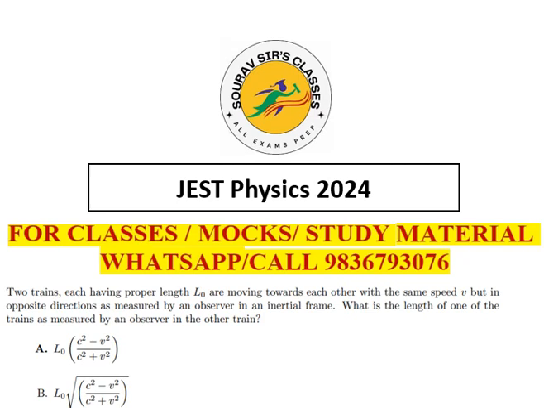Let us solve one problem from the JEST Physics 2024 question paper. The problem states that two trains, each having proper length L0, are moving towards each other with the same speed v, but in opposite directions, as measured by an observer in an inertial frame. What is the length of one of the trains as measured by an observer in the other train?